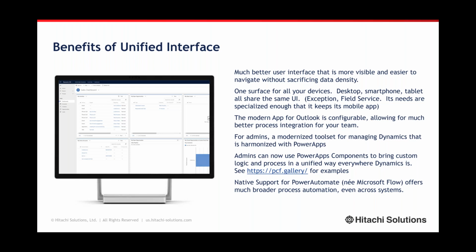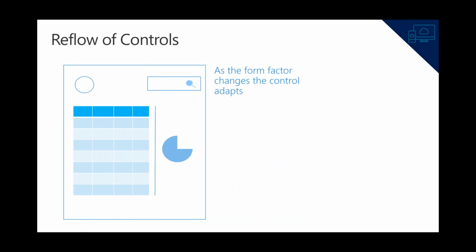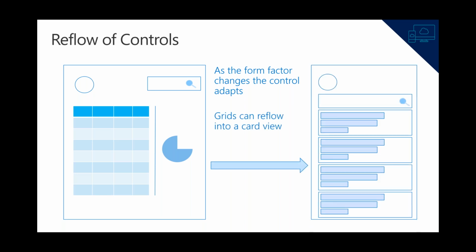So the paradigm of the unified interface is the idea that we shouldn't have multiple interfaces. We should have one interface. And maybe when I'm looking at it on a larger screen, it's more spread out, more columns showing the view. But then as we change the form factor, that form should just adapt and be responsive to the device that we're changing to. And so grids, for example, reflow into cards so that when I'm looking at my phone, same UI, but optimized for the UI that we're working from.